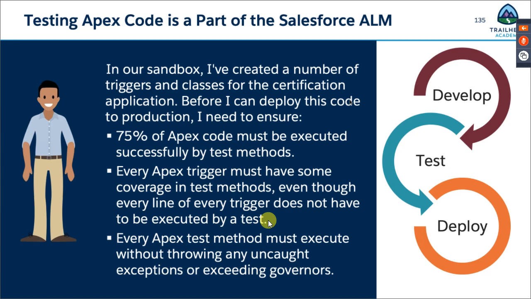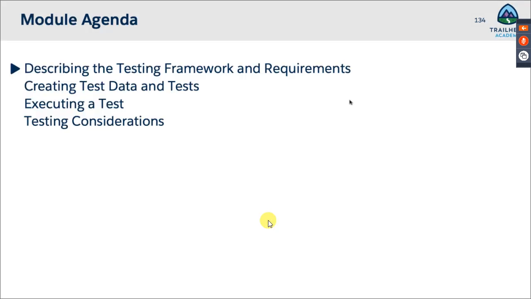In Salesforce, when you write Apex, you are forced to have 75% Apex code that must be executed successfully by your test methods. Actually, hold on. Let me back up a bit. Let me go to the testing section here. This usually helps my students understand what we're talking about here.